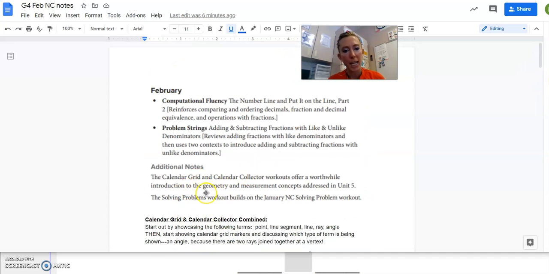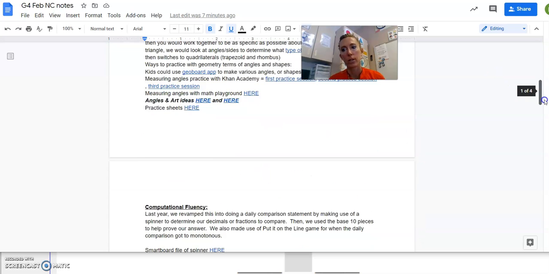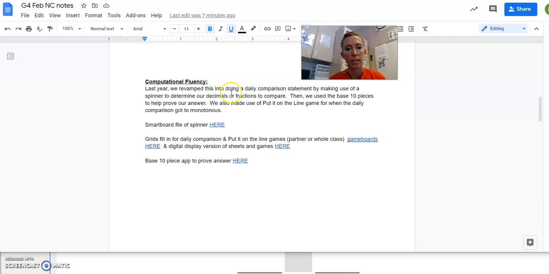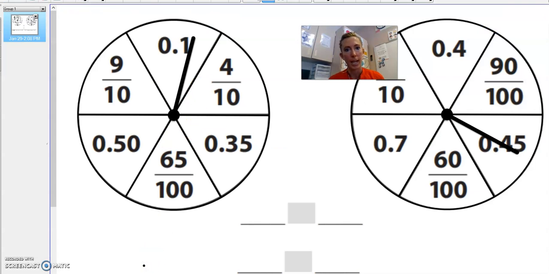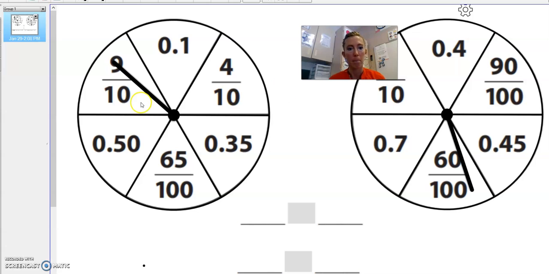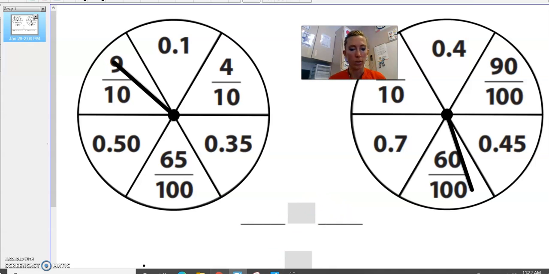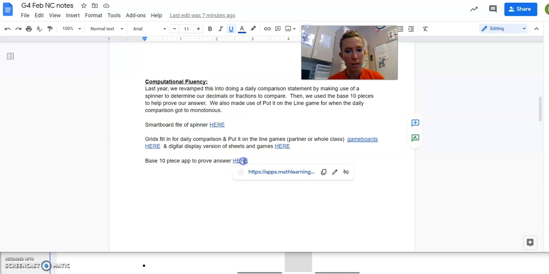So for me, main idea of what to hit would be the calendar grid and really up the ante on geometry ideas. Computational fluency here is going to be working with decimals and fractions, which is what we're going to do in class. But if you want to make it a daily quick thing during number corner time, last year we had a smart board file with a spinner, looks like this. And we'd spin for our numbers of the day, and we'd use our base 10 pieces to make those numbers. And then we'd write our comparison statement.